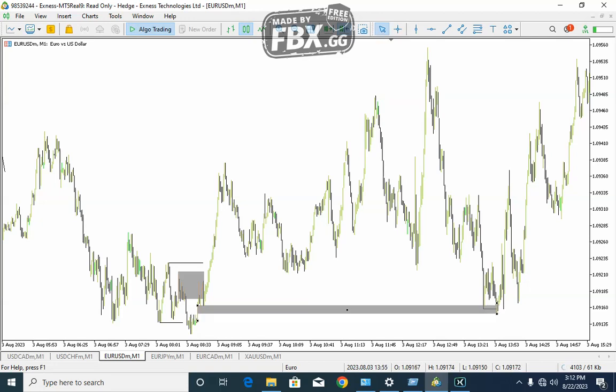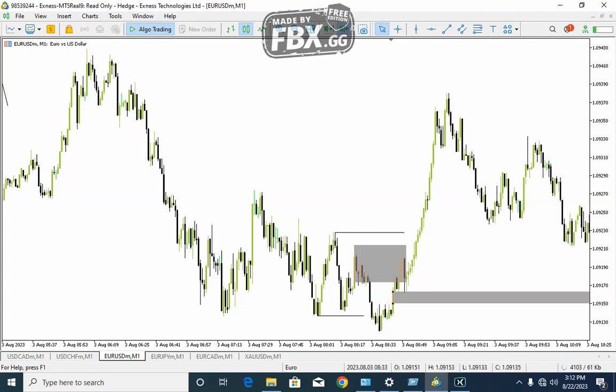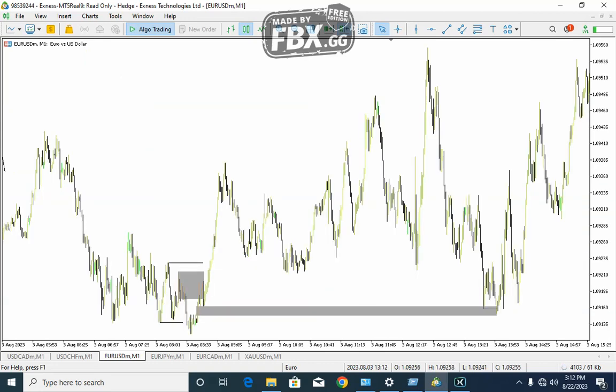Okay, so this is the most extreme area in this particular swing. Like I told you guys, I love using extreme order blocks or extreme fair value gaps. So understand, this is a fair value gap and this is an extreme fair value gap.